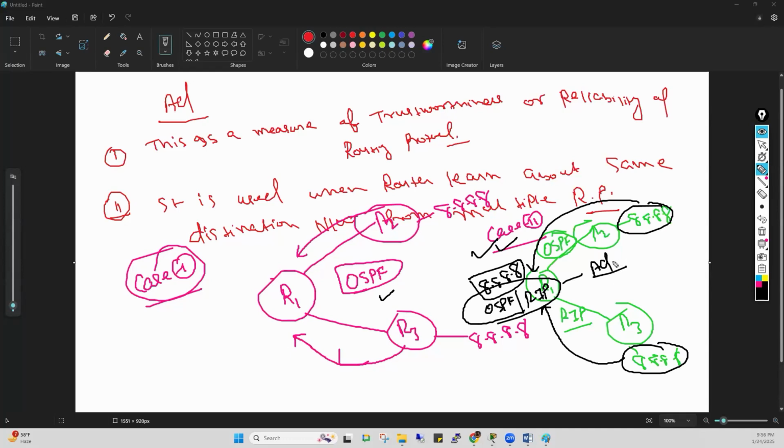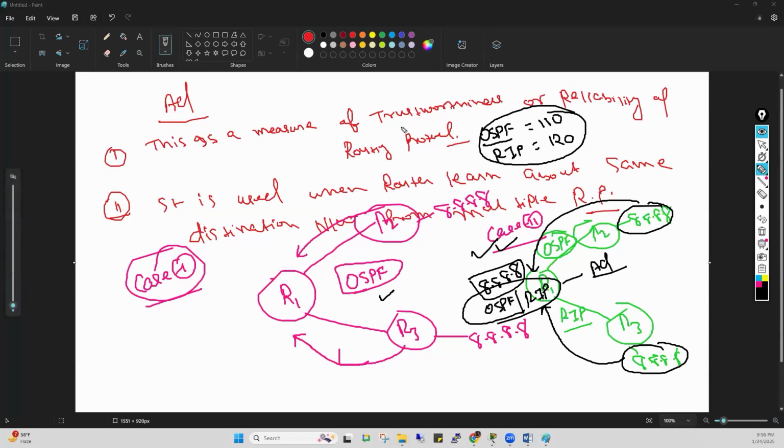Now, one more thing. Every routing protocol has a default AD value. For example, OSPF uses the AD value 110. Please remember these things. RIP uses the AD value 120. That is the default AD value. That is the third point.